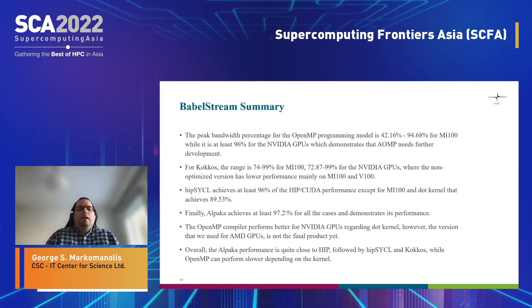The OpenMP compiler performs better for NVIDIA GPUs regarding the dot kernel. However, the version that we use for AMD GPUs is not the final product. It's still under heavy development and improving every month. Overall, the Alpaka performance is quite close to HIP, followed by HIP cycle and Kokkos, while OpenMP can perform lower depending on the kernel.